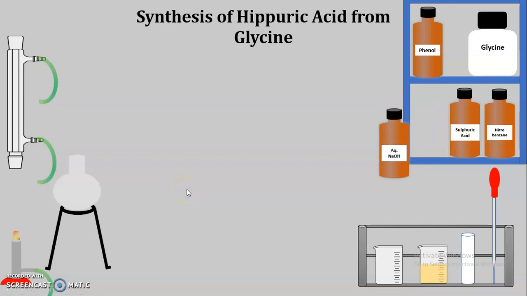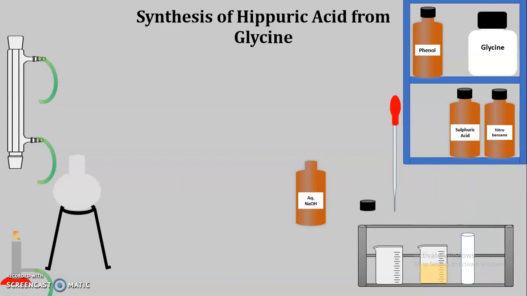So the first point is that we have to take the required quantity of aqueous NaOH. Here you can see we are taking the bottle of aqueous NaOH. Then with the help of the pipette, we will measure the required quantity of the NaOH and transfer it into our RBF or the conical flask. Here you can take either an RBF or a conical flask, whichever you require.